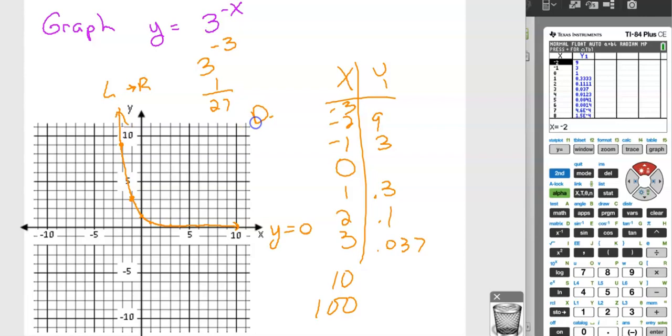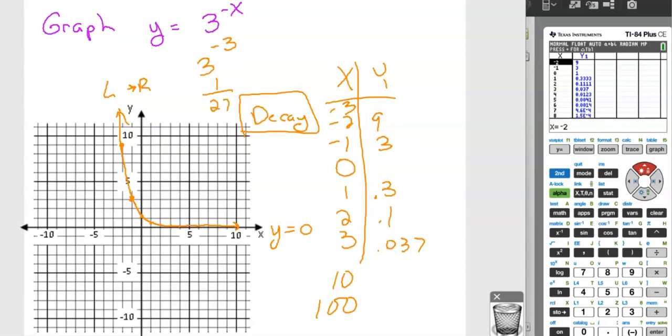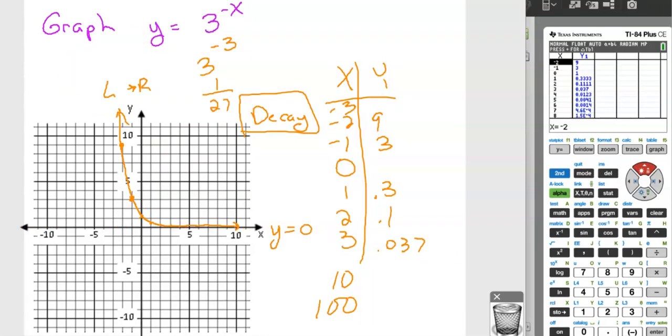So this is a decay function. Again, something that decays gets smaller and smaller and smaller, compared to growth, which starts off small and then gets big. So a growth and a decay function. So if the base is bigger than 1, like this is a base, then it's growing. Okay? Now this base, you're saying, well, this is bigger than 1. Well, remember a negative exponent really flips it.